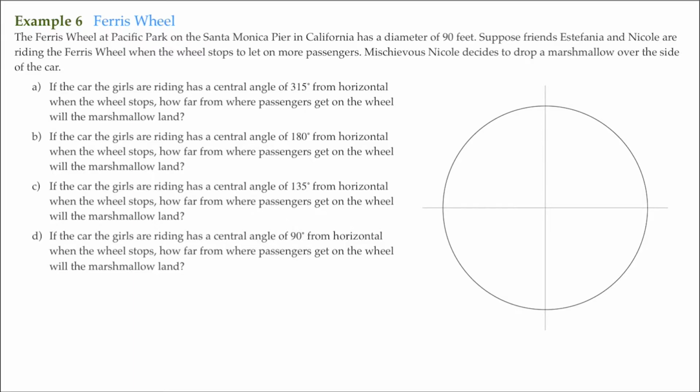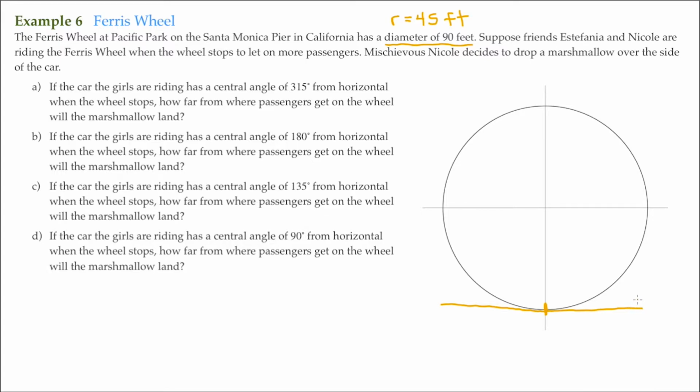So a couple of things to point out here. Again, the diameter of the Ferris wheel is 90 feet, so that means it's going to have a radius of 45 feet. And that's going to matter because it's going to help us with our distances. It also says that if the car the girls are riding has a central angle, the central angle is going to generate from our horizontal axes here. Also, it says when the wheel stops to let on more passengers, we're going to assume that when the wheel stops, it lets the passengers on right at the bottom here. Also, we have to assume that the pier is right at the bottom of the Ferris wheel.